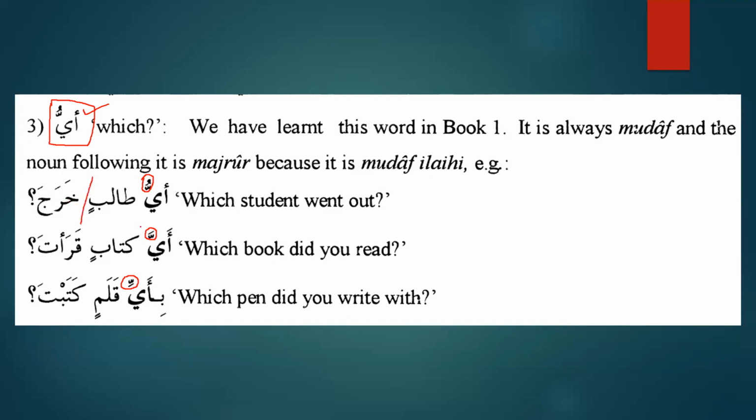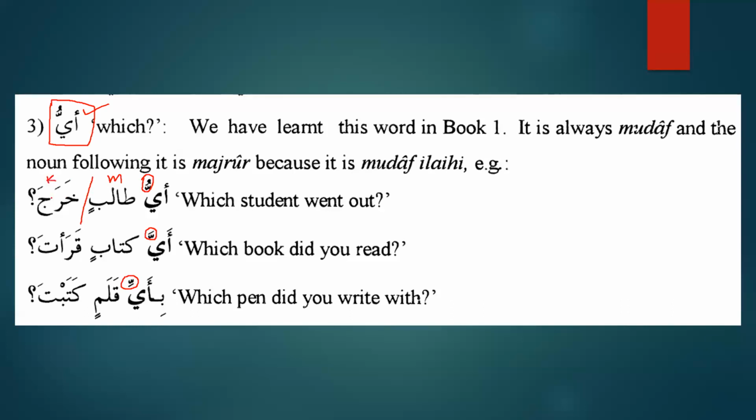What kind of sentence is this? Verbal sentence or nominal sentence? By the first look, you can say it's a nominal sentence because it starts with a noun. So ayyu talibin, you can say it's mubtada, and kharaja is khabar. So this is mubtada and this is khabar.